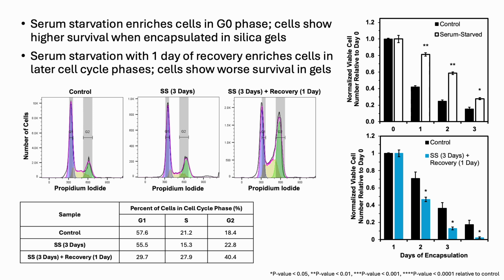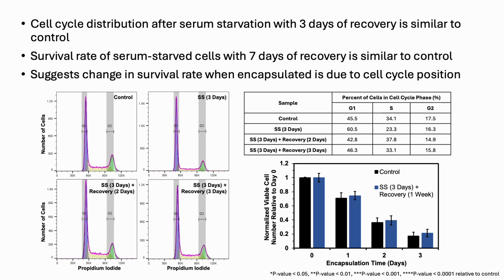However, the cells that were serum starved for 3 days and allowed 1-day recovery were enriched in later cell cycle phases such as the S, G2, and M phases. These cells showed worse survival in the gels, which suggests that cells in later cell cycle stages cannot transition to dormancy as easily. In this set of experiments, cells were allowed a longer recovery period after serum starvation.